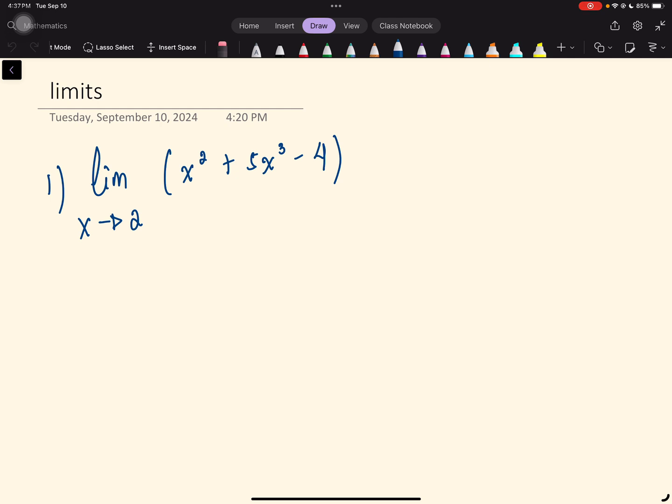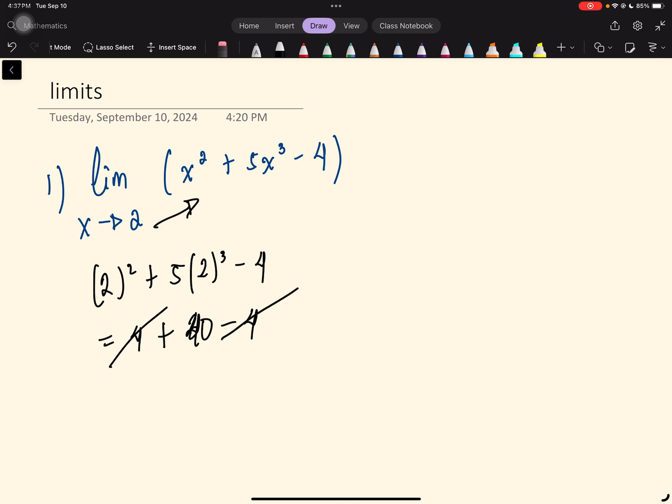Okay. So number one. Number one is pretty basic, no? When you have a polynomial, you're taking the limit of a polynomial, you just substitute it, okay? So the answer for this one is just 2 squared plus 5 times 2 cubed minus 4. That is 4 plus 5 times 8, that's 40, and then minus 4, so you have 36. Okay, that's your answer for number one. So the limit of this function is 40.